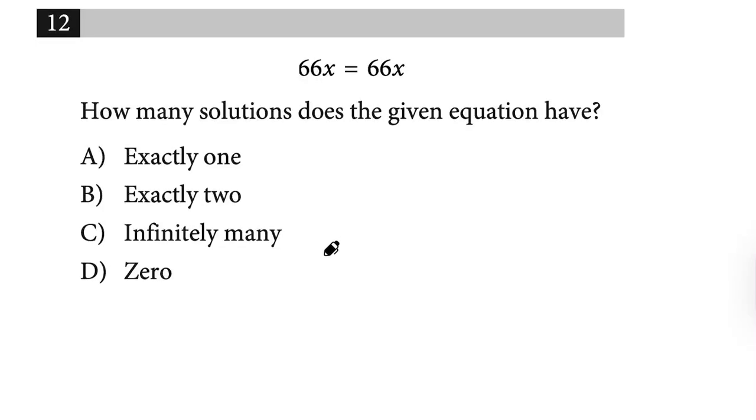Question number 10, 12 bundle 10 model 2: 66x is equal to 66x. How many solutions does the given equation have? Okay, if we solve it, just imagine both our equations are equal. So whatever value of x you plug in here, the right hand side will be the same. For example, if I plug in 2, that will be 66 times 2, and so is the right hand side. If you plug in 10, 20, 30, whatever it is, every time this equality will be true.